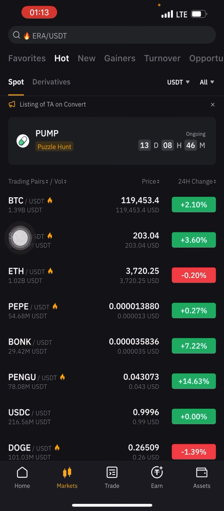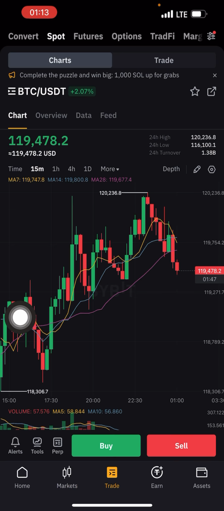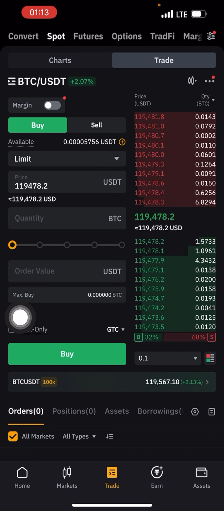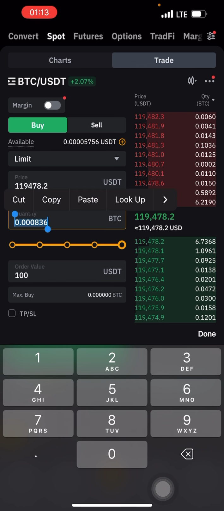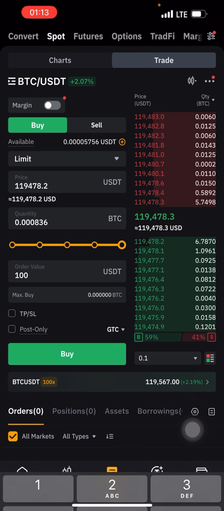First of all, you go to your market here, BTC here, then you go to buy. I'm buying 100 USD worth of BTC. So I'll be getting 0.0000836. Yeah, that's the amount I'll be getting.